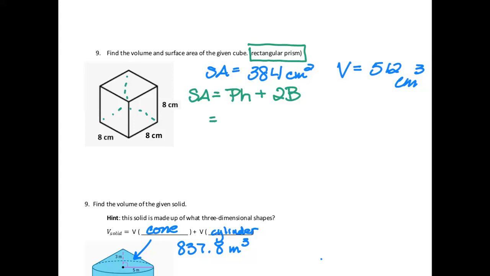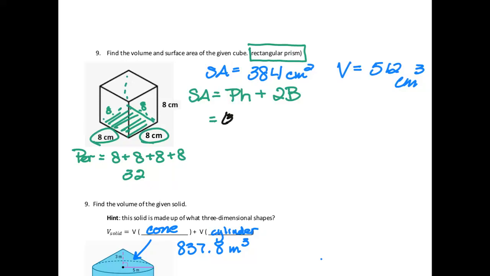So perimeter, when you are finding perimeter, you shade in your base and you add all the sides around it. Okay, so perimeter here is 8 plus 8. This back side is 8. And this side over here is 8. You have 8 4 times. 8 times 4 is 32. So this perimeter is 32.